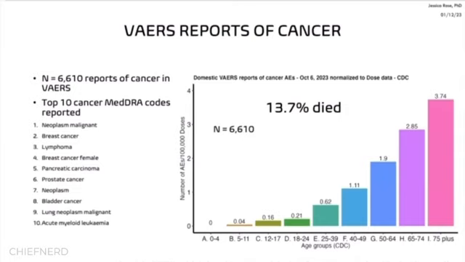Now, if we pull out the VAERS reports of cancer as of October 6th, it looks like this per 100,000 doses, according to the CDC age grouping here. Now, 13.7% of these people were also reported to have died, and this is skewed toward the right, which are the older people in the cohort, which isn't surprising.